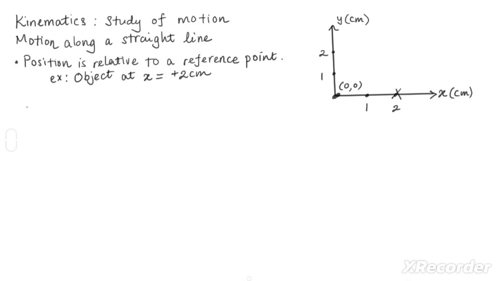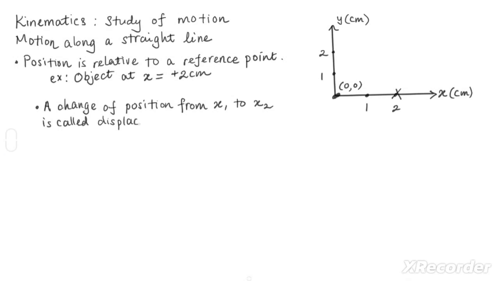So if we talk about a change of position, let's say from one position, so let's say x1 to x2 position is called displacement. And this is the shortest distance between the 2 points.